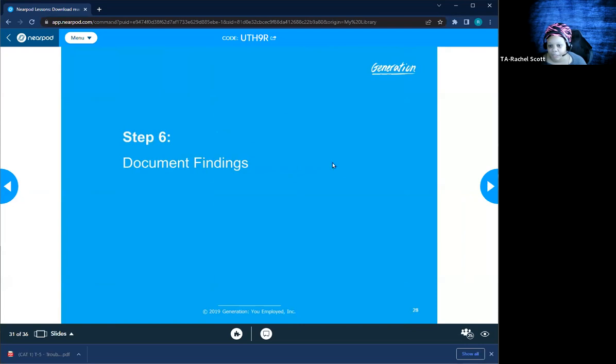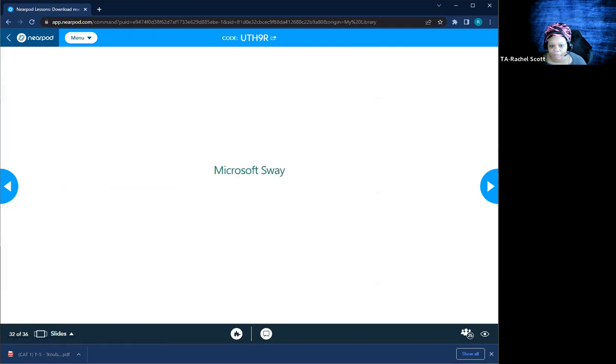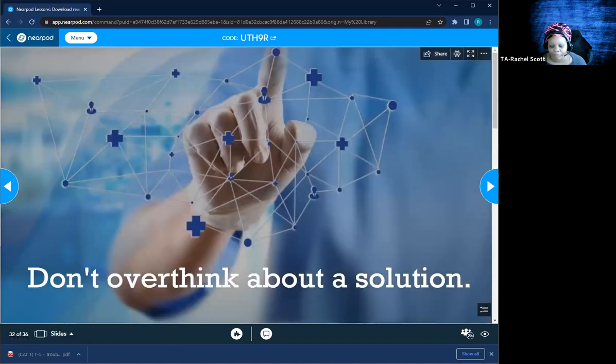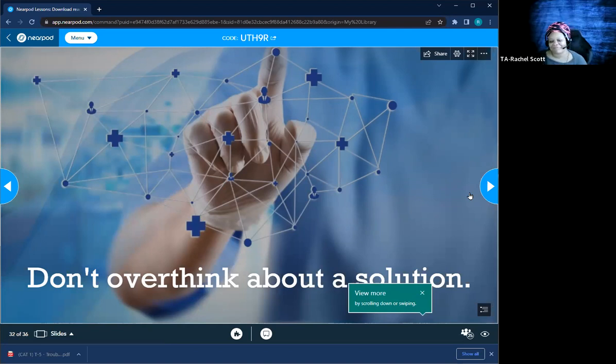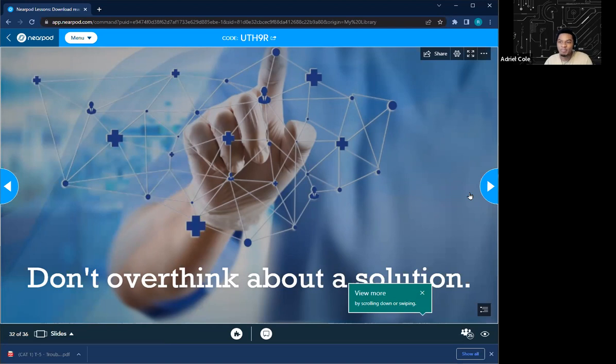Step 6, document findings, which we talked about as well. I don't like that this is the page I have to be looking at, knowing my personality. I feel like this is a personal attack. Generation will be finding out about this. Oh my goodness. But it's right, don't overthink a solution.